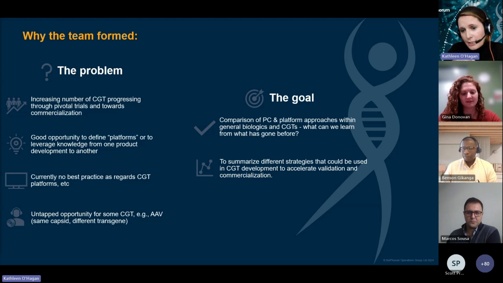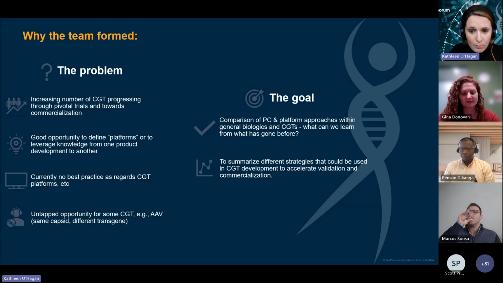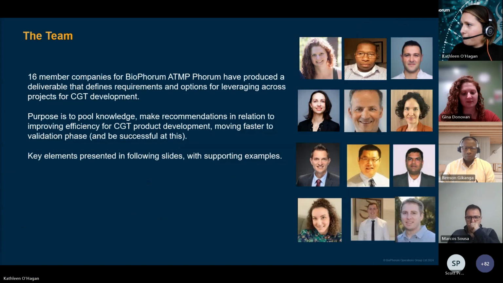First of all, they looked at comparing practices when it comes to platforming in the general biologic space and understanding what we could apply to the CGT space. And then we also discussed additional novel CGT considerations. And with that, we summarized the different opportunities and published a paper to summarize our discussions.